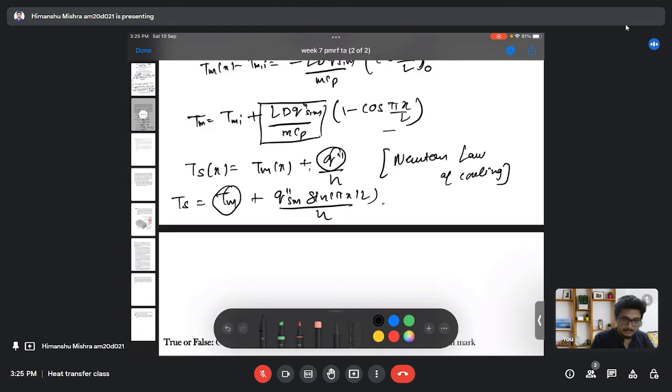I can further put the value of the mean temperature here, since we already calculated the mean temperature, which is a periodic function of x, in equation 1. So we can substitute this equation 1 into the surface temperature equation here.